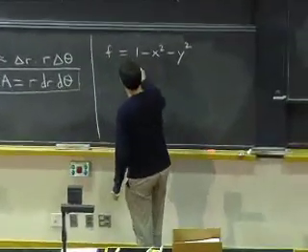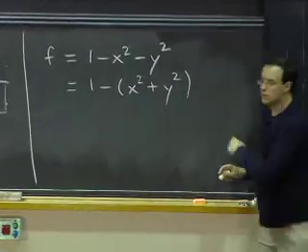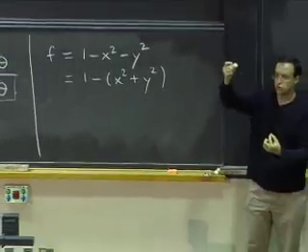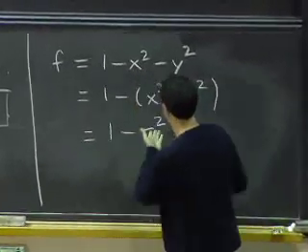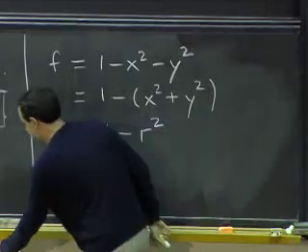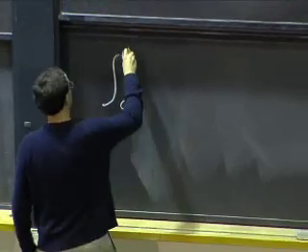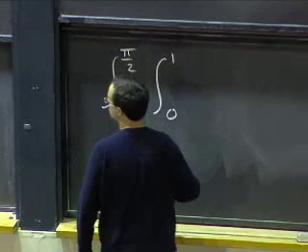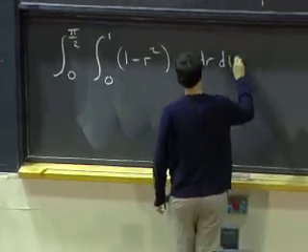But maybe you can observe that this is x squared plus y squared. It's just the square of the distance from the origin. So that's just r squared. Okay, that's a useful thing. You don't strictly need it, but it's much faster if you see this right away. Saves you writing down a sine and a cosine. So now we just end up with the integral from 0 to pi over 2, integral from 0 to 1 of 1 minus r squared, times r dr d theta.